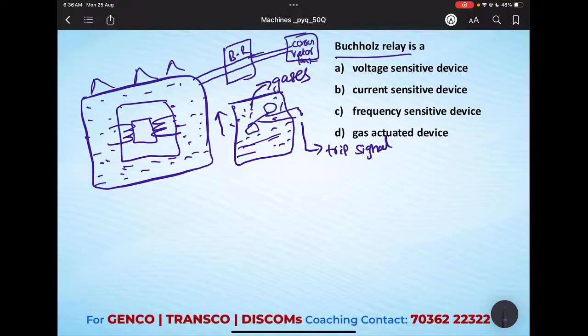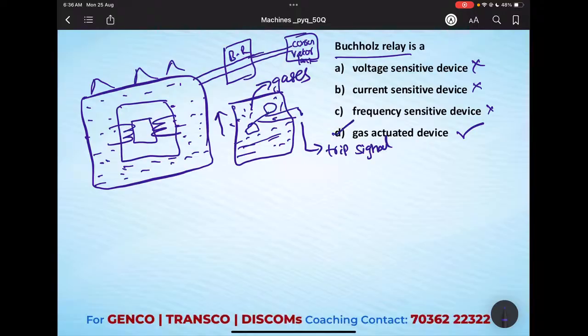So if you see the process, the operation of the Buchholz relay mainly depends on the gases. Let's see the different options given. Voltage sensitive device, no. Current sensitive, no, we are not measuring current here. Frequency sensitive, no. Gas actuated device, it is correct. So our option is D.